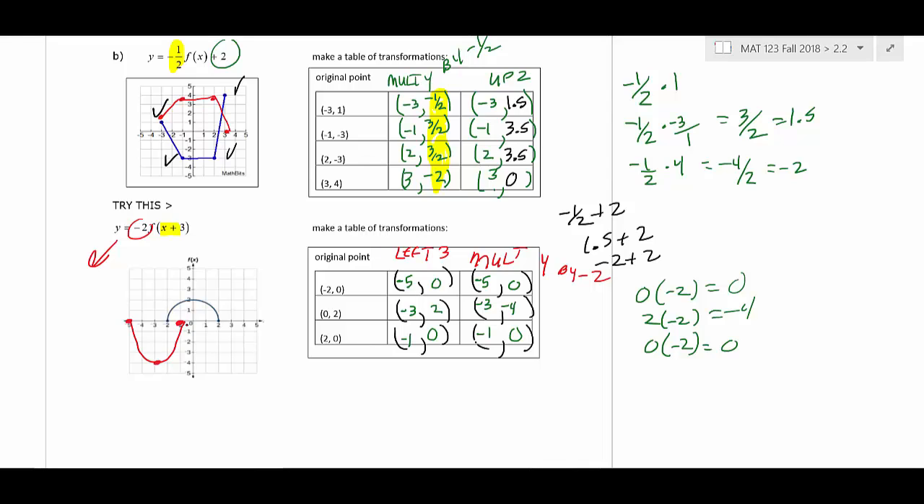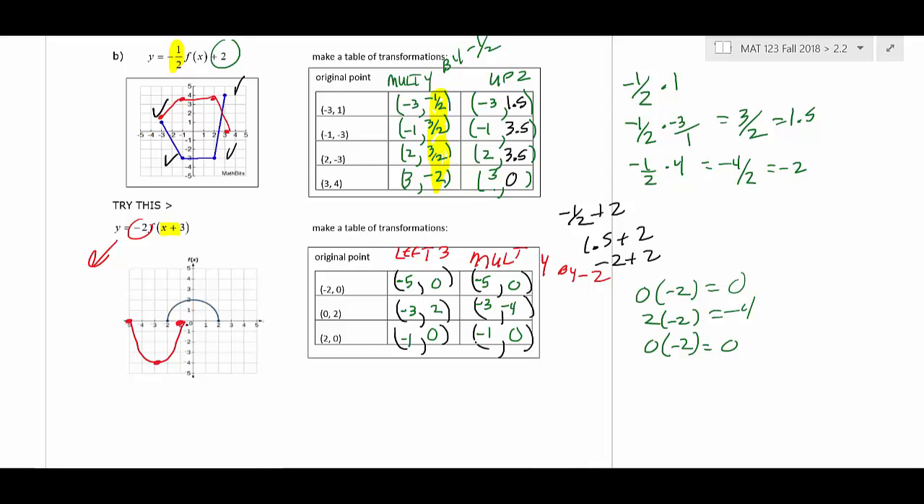Okay. So what happened on this one is the number in front is always multiplying y by something. It always is doing that. And then that number outside is always up or down. And the order you do is this. You do this first. Anytime you have left, right, that's number 1. And then number 2 is this. Number 3 is the up, down step.